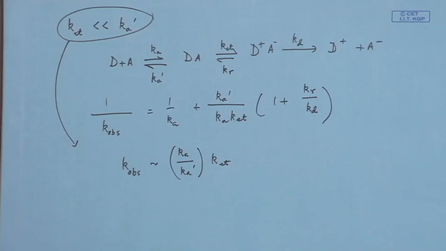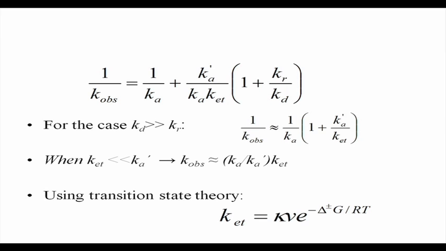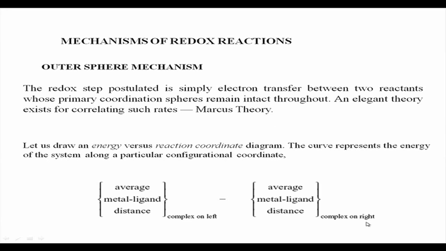And using the transition state theory for electron transfer, you can write like this. Now, mechanism of redox reactions. Let us come to the outer sphere mechanism.